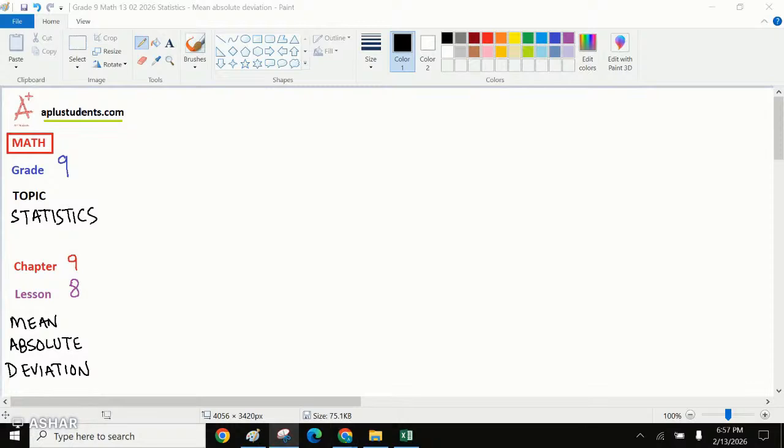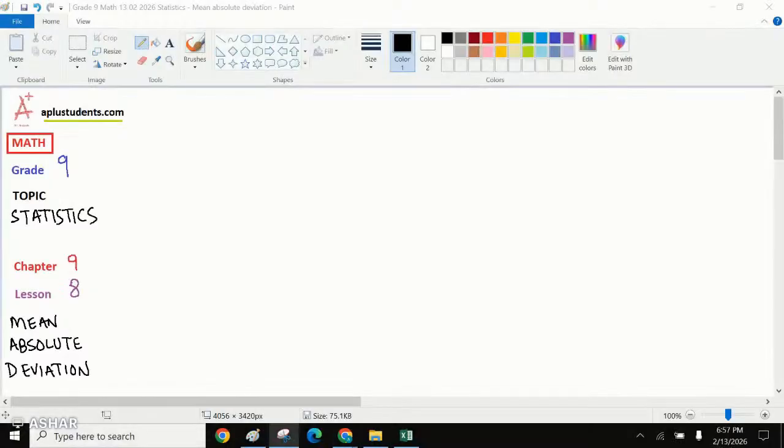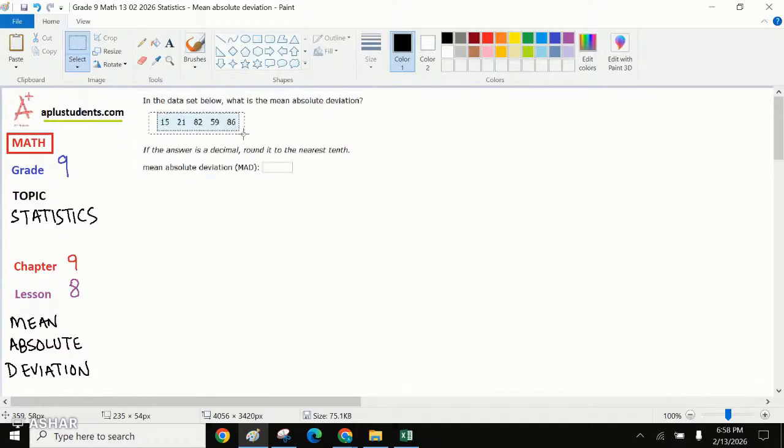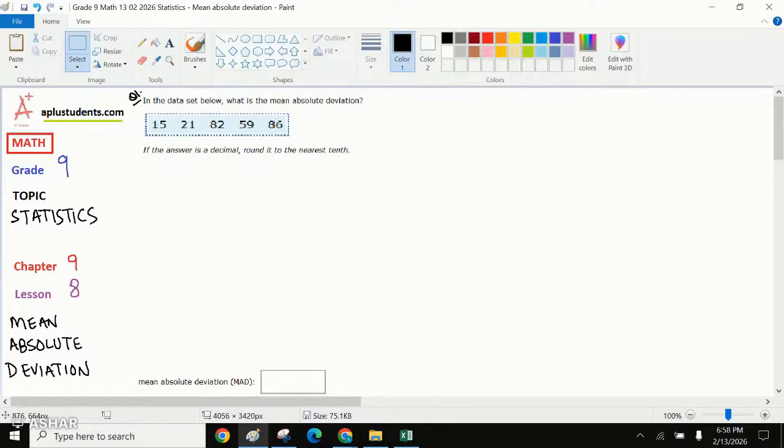The first question that we have, there's some data given to us, some information has been provided to us, and for these given values, we need to find the deviation, how much variation there is. So we need to find the mean absolute deviation, and the mean absolute deviation can be written over here. First thing we need to do is find the mean.